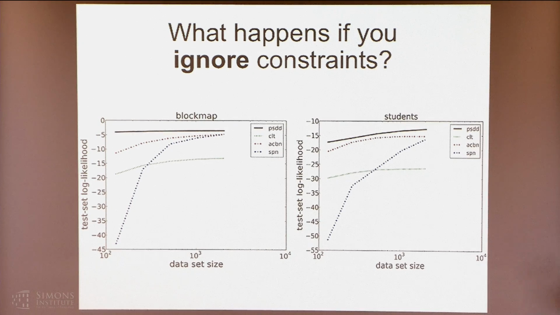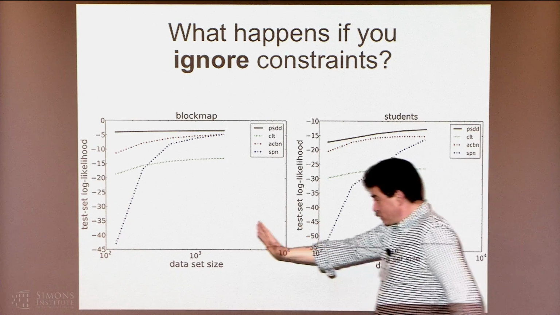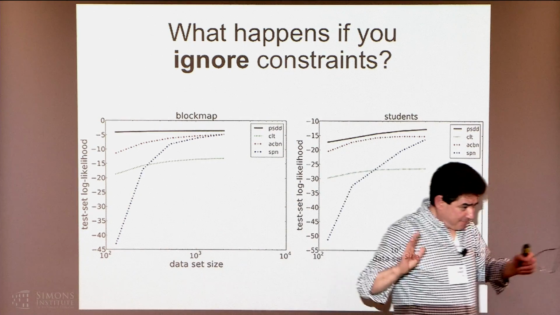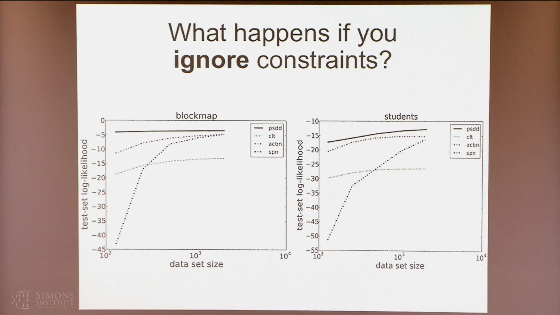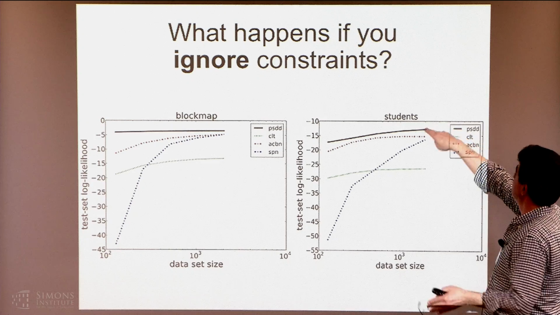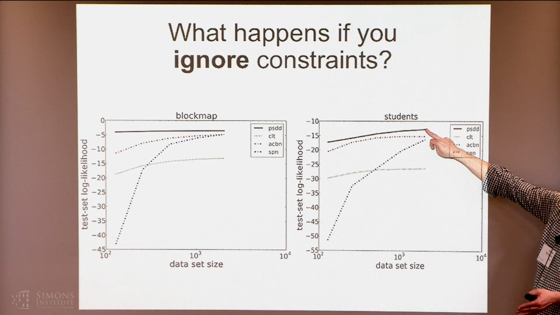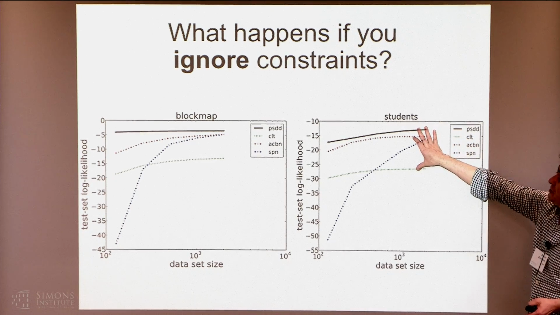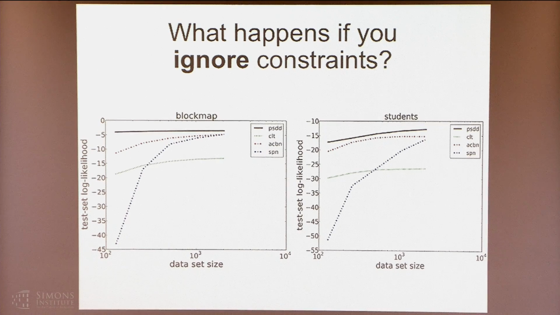And you can see what's going on, which is what you expect. It's much worse when you don't have enough data, if you don't know about the constraints. As the data grows, you start catching up, because you start figuring out the constraints, but still, you don't catch up. So this is PSDDs learning from both data and constraints. This is other types of models, circuits in particular, not knowing about the constraints.